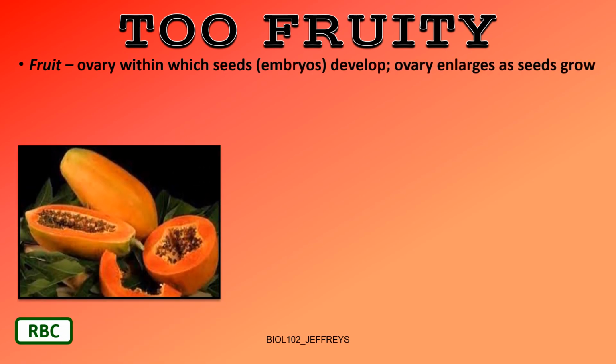We're talking about fruit here, in other words. So fruit are ovaries within which seeds, remember seeds are embryos, develop. Ovaries enlarge as the seeds grow. So here you see a papaya. It's just a big ovary, and inside of the ovary you see all of these little embryos. Those are the seeds. So did you know when you eat an apple or a peach that you're eating an ovary?